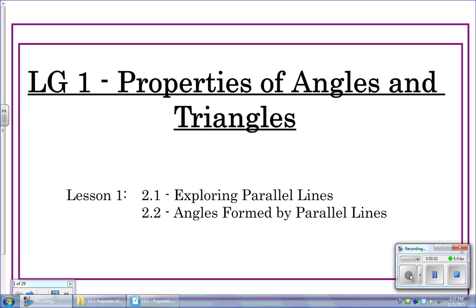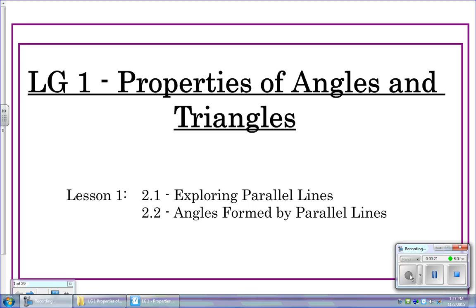All right, so we're going to start with Learning Guide 1, Properties of Angles and Triangles. This is for Math 20-2. In this first learning guide, what we're going to be doing is basically looking at lines and triangles and different shapes and trying to figure out missing angles, knowing some of the rules about those shapes.